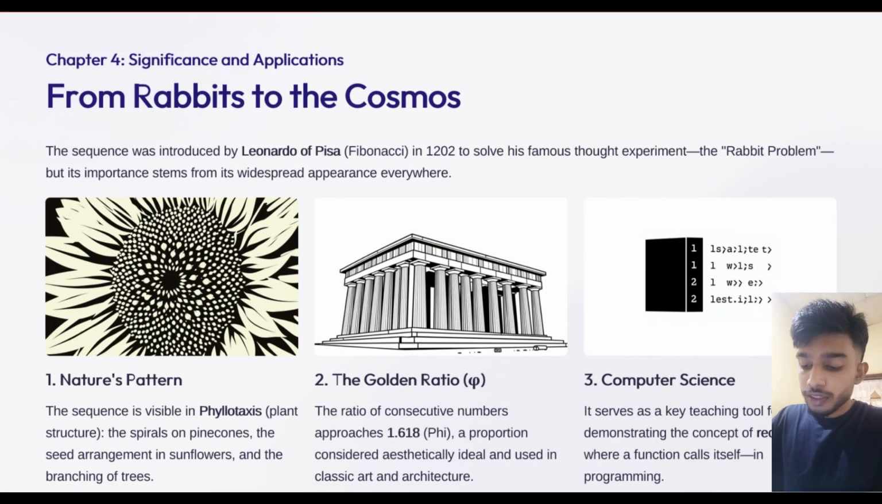The Fibonacci sequence was first introduced by Fibonacci in 1202. We meet this Fibonacci sequence in nature, the golden ratio, and in computer science.